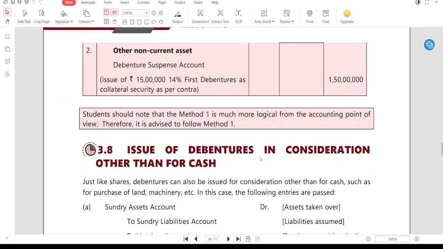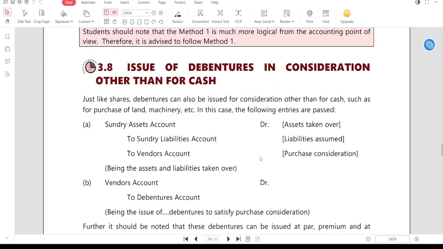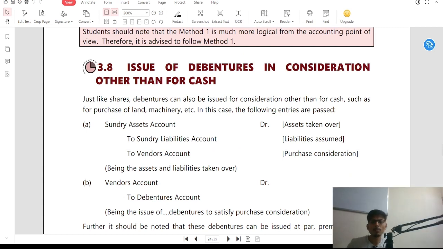Okay, now let's move on to a different thing. Sometimes, what happens, we have learned a lot of things regarding the issue of debenture. Sometimes we are going to issue the debenture other than cash.